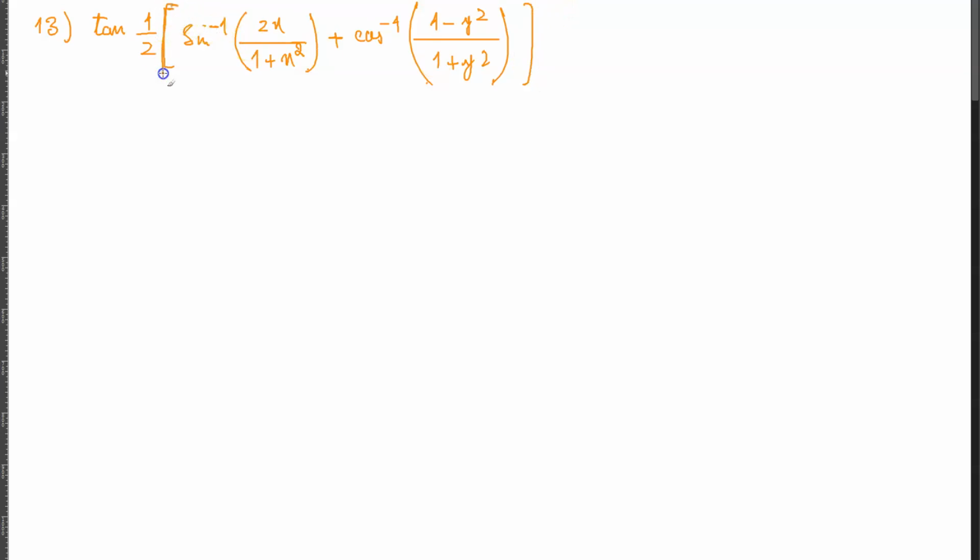So you want to find basically the tan of half of this angle, and actually what you want to do here is find the values of these expressions, meaning that you want to, for the absolute value of x less than 1, and for y greater than 0, and x times y less than 1, find the value.